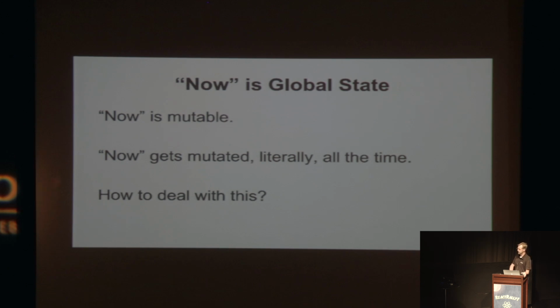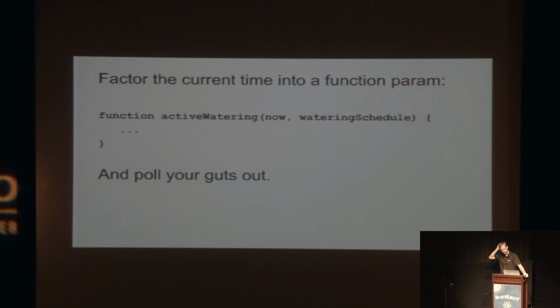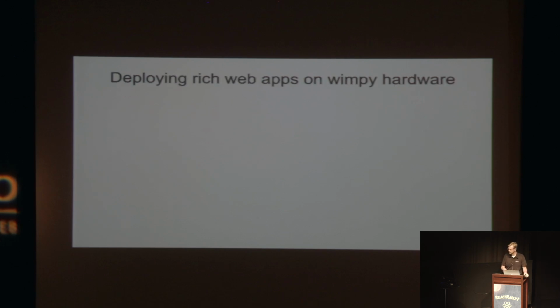The question is, how do you deal with this? And the answer is, I think that whenever you're dealing with time, you have to factor time out as a function parameter. You can think about this conceptually or literally as a function parameter. And what it means is that you need to write your code in such a way that now is just an input, and that it doesn't know about now or how to get now, but rather it is given now. And then your app can just pull its guts out and update the UI whenever it needs to change. That's what I did with this Sprinkler app.